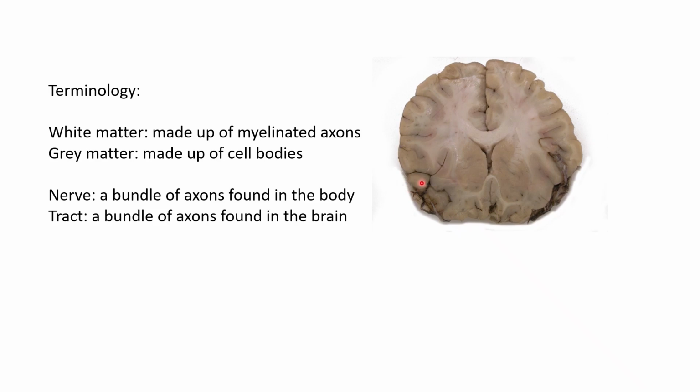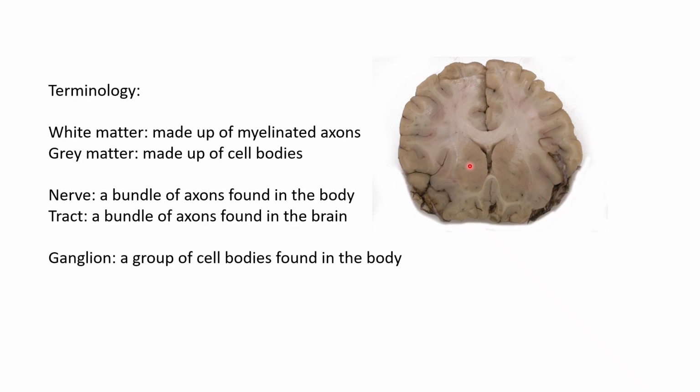We may also have bundles of axons within the brain, like this white matter parts visible here. These can be called tracts. So both nerves and tracts are bundles of axons. It's just that when these bundles are present within the brain, we commonly call them tracts, and when they go out of the brain to different parts of the body, they're called nerves.